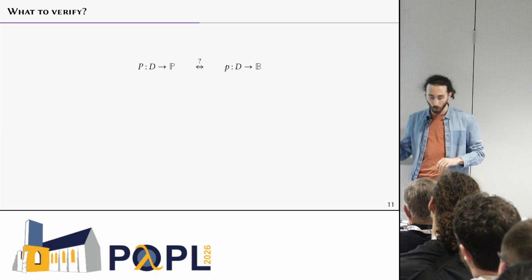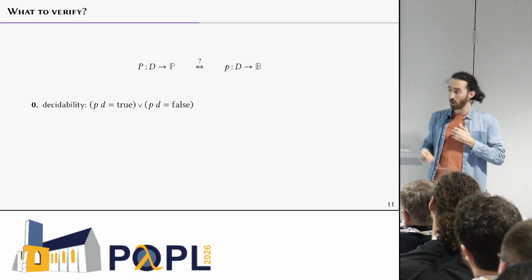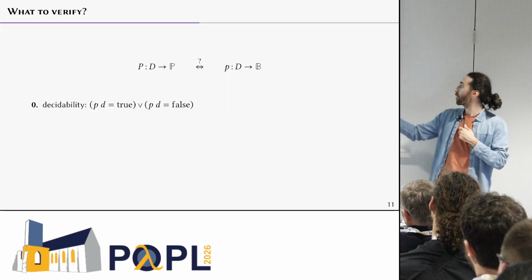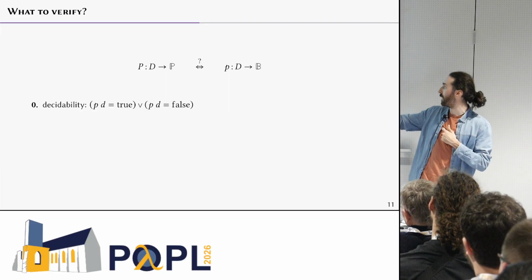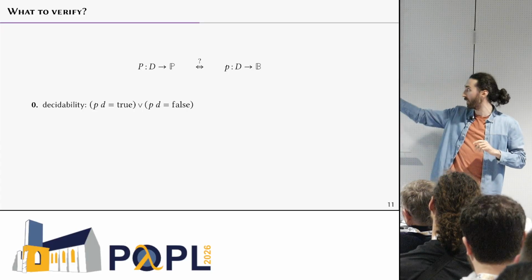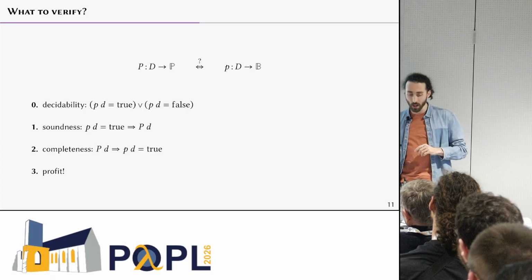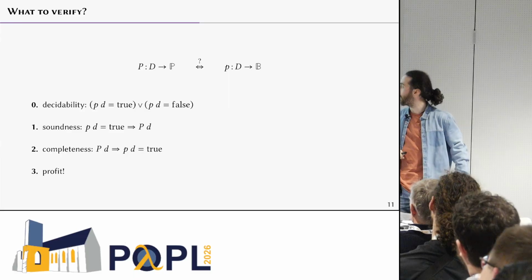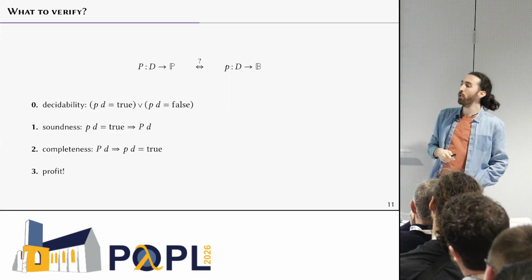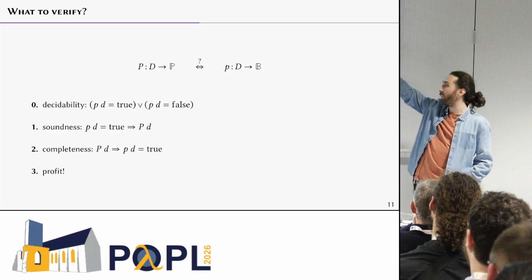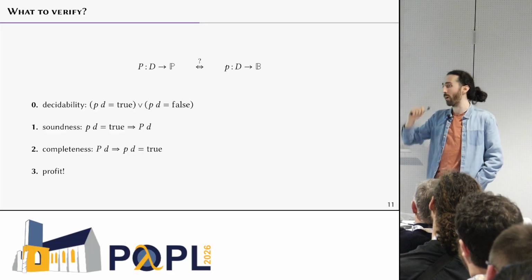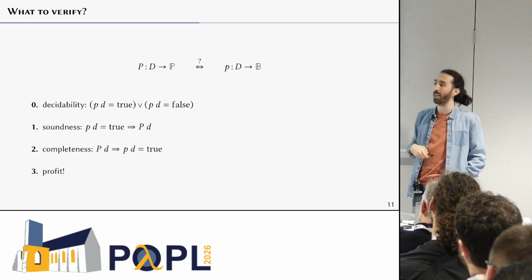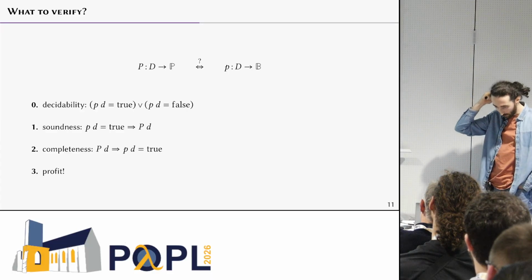And the usual story we tell in textbooks goes like this. First, on this side, it's by definition decidable. A Boolean is either true or false. So we get for free that P of d is always either equal to true or false. So decidability on this side is trivial. And then you show soundness: you show that whenever the function says yes, then indeed the property holds. And then you show completeness: whenever the property holds, indeed the function answers true. And then you're happy. You know the two are equivalent. You also get decidability on this side, and then use that in your type checker.